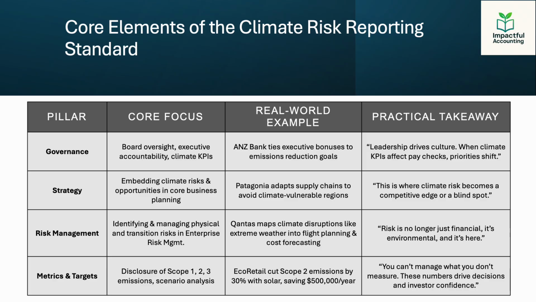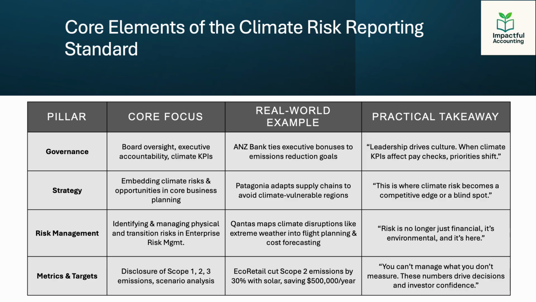First, governance. This is about leadership and accountability. It asks, who is responsible for climate risk in your company? As an example, ANZ provides a powerful message. They have tied executive bonuses to emission reduction goals. That sends a message from the top: climate action matters. The takeaway? When leadership incentives are aligned with climate outcomes, the entire culture of the organization shifts.